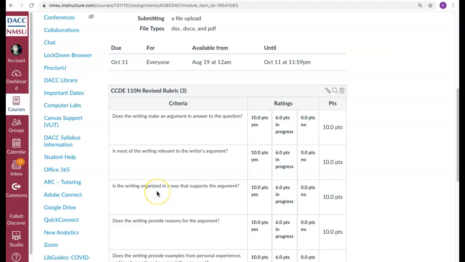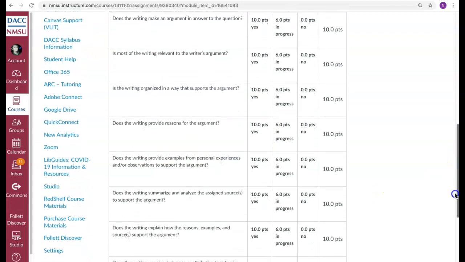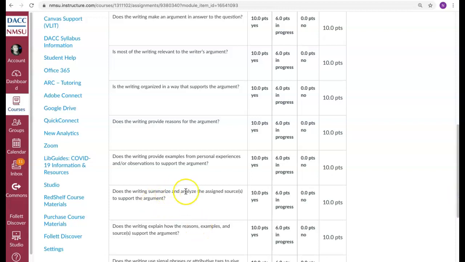And then, is your organization good? Is it supporting the argument? Do you provide reasons for the argument? And then, of course, do you provide examples and personal experiences? Do you summarize the assigned sources, which are the articles? And do you explain how the reasons and examples support the argument? So basically what this one means is, do you tie your reasons and examples back to the argument?